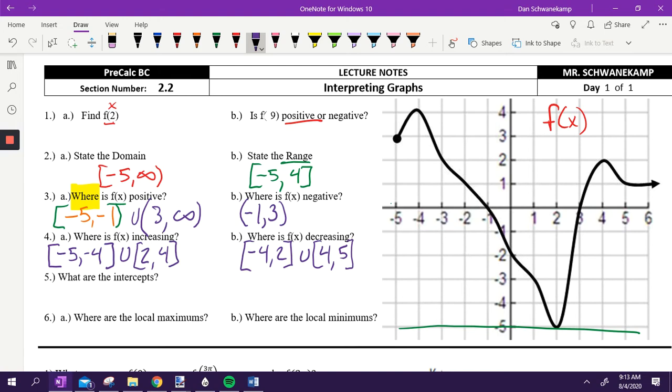What are the intercepts? Look at that graph. Show me with your fingers. How many intercepts does that graph have? I got some 2s. I got some 3s. Talk with your neighbor. Decide how many intercepts does that graph have.